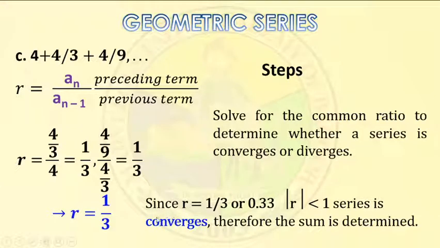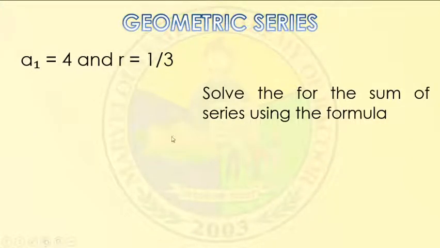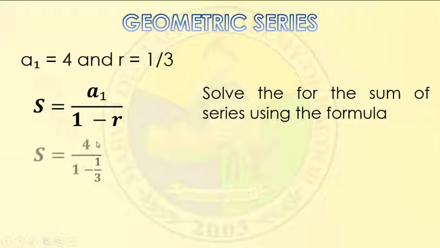Okay, kapag converges yung ating series, mahahanap natin yung sum ng ating series or madedetermine natin. Kayang-kaya niyang isolve kasi converges yung series natin. Okay? So using now the formula, we're going to substitute the given value, the first term, and the common ratio. Okay? So S equals the first term over 1 minus r. Okay? And then next, substitute lang natin yung mga given. So 4 yung value ng first term over 1 minus the value of the common ratio 1 over 3.